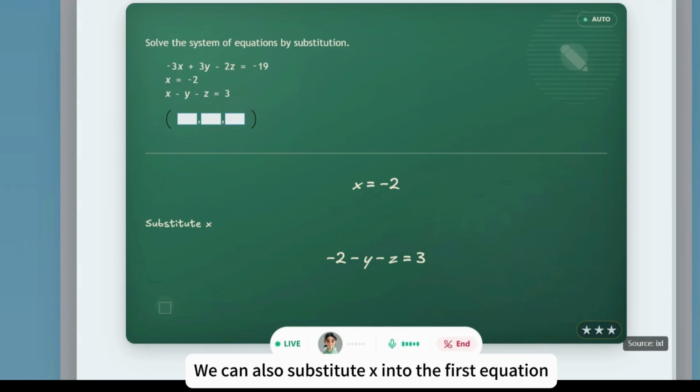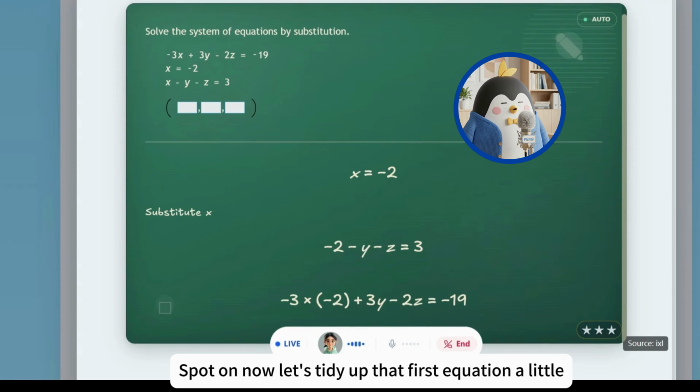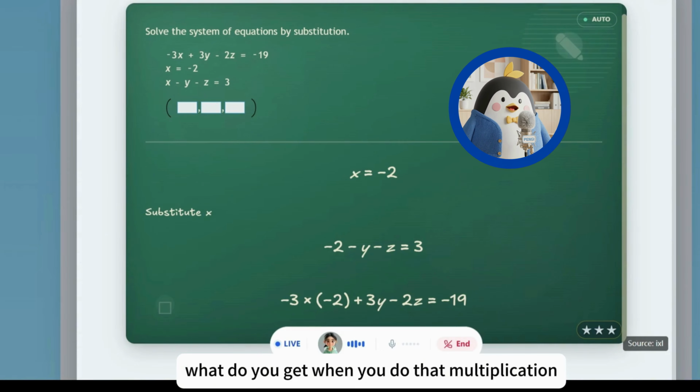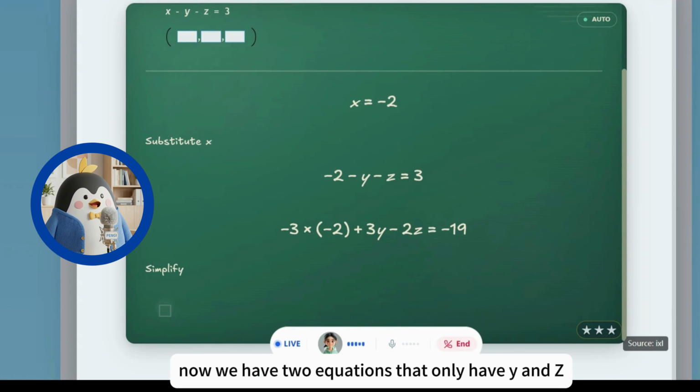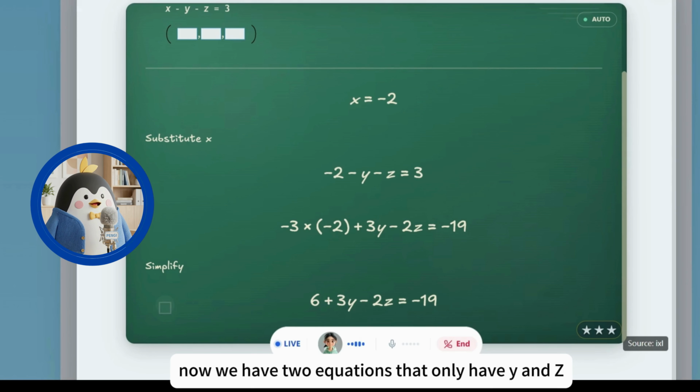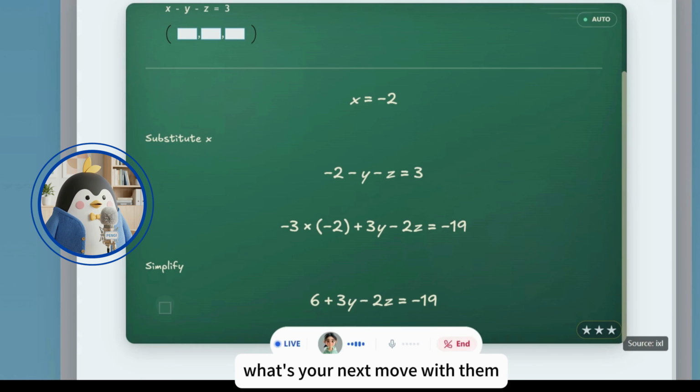We can also substitute x into the first equation. Spot on. Now let's tidy up that first equation a little. What do you get when you do that multiplication? It becomes 6 plus 3y minus 2z equals -19. Perfect. Now we have two equations that only have y and z. We have a new system to solve. What's your next move with them?